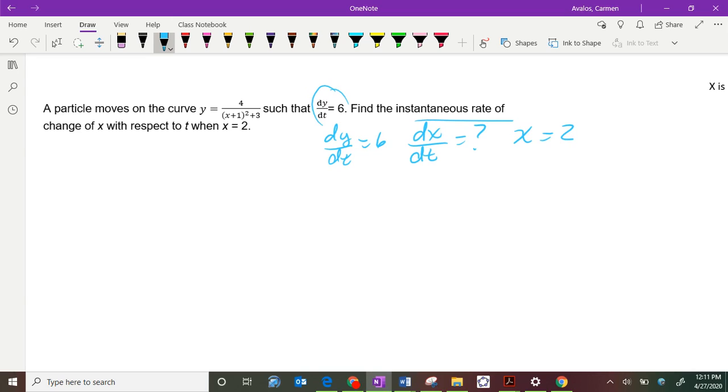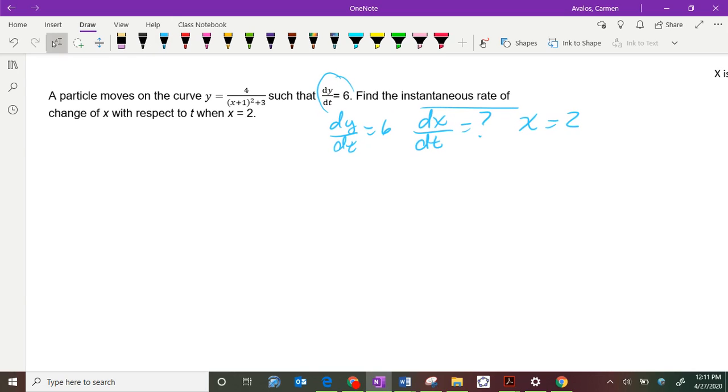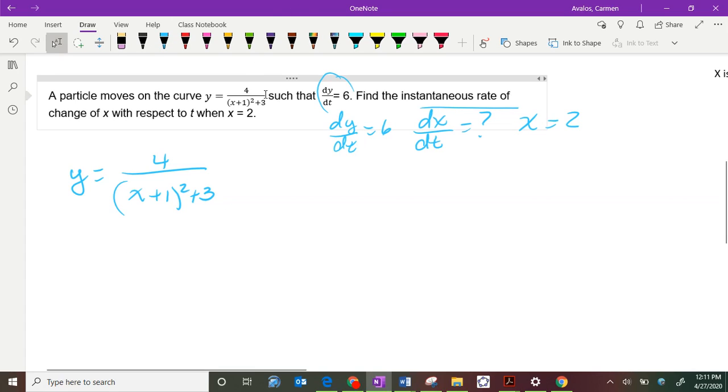And here's the equation of the curve. So of course we're going to have to take the derivative. So we have y is equal to 4 over (x plus 1) squared plus 3. One of the things you need to notice is that the 4 is just a constant, so that's going to make our life a little bit easier. This is doing the quotient rule, and implicit because you have that y over here.